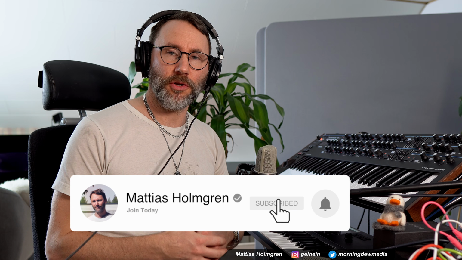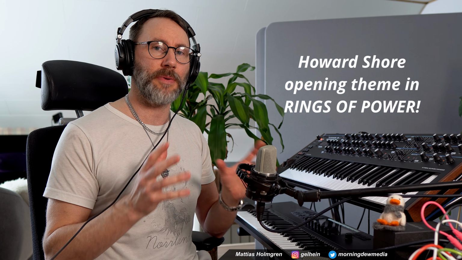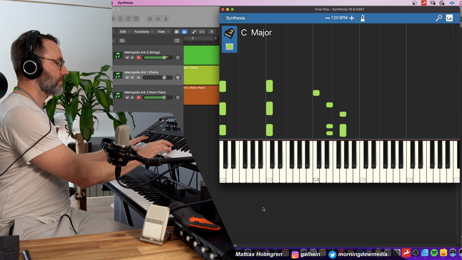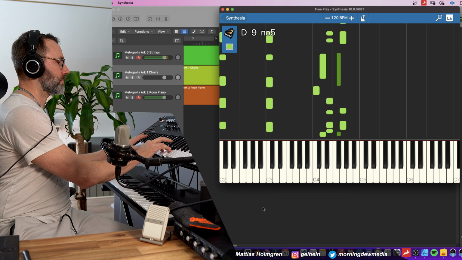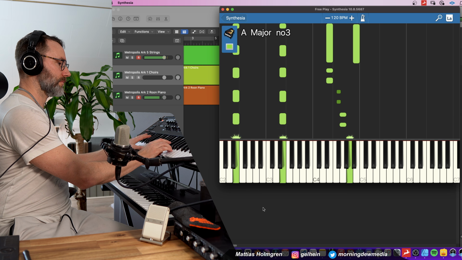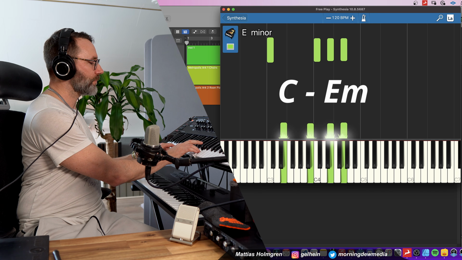Now, chromatic mediants are used all over the place in Hollywood scores, and a really good example is the Howard Shore score to the series Rings of Power, and it goes something like this. And the chromatic mediant in this case is the C to the E minor.